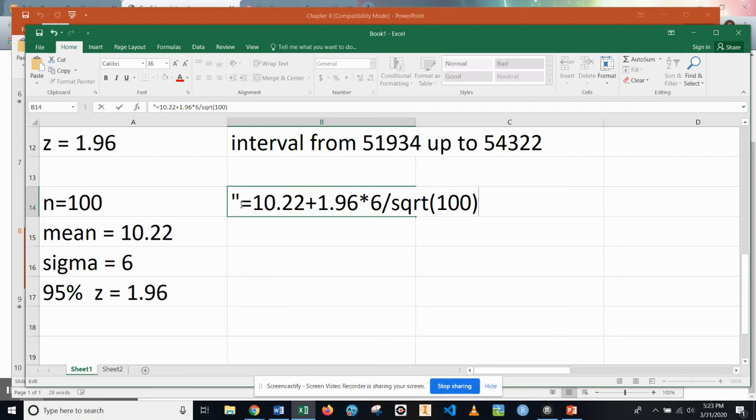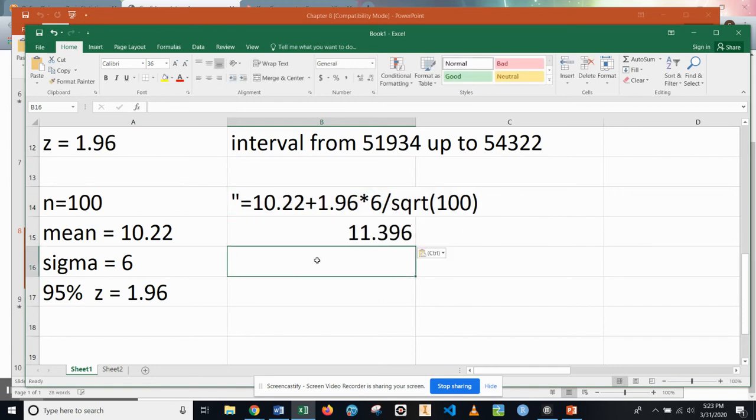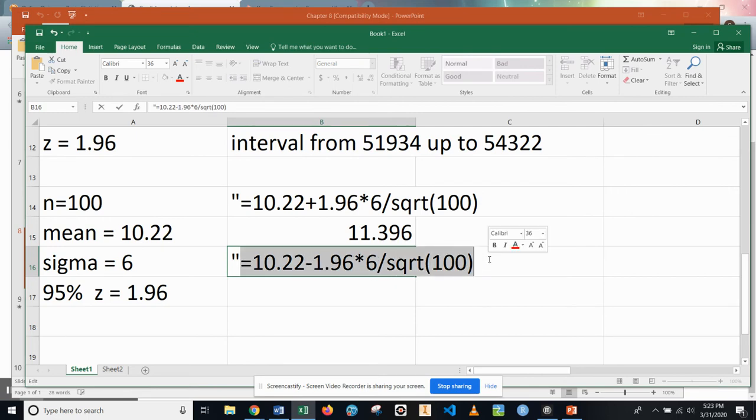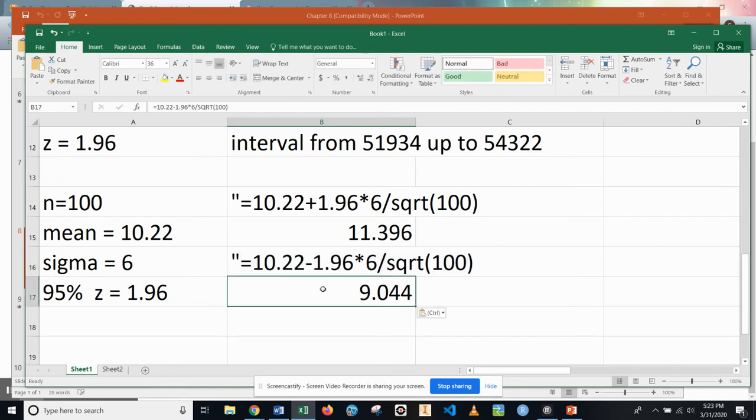So again, this will give us something bigger than 10. And the same thing, we'll come down here, we'll throw the minus sign in there. Now we have an interval. So we are 95% confident that the interval from 9.0 to 11.4 miles captures the true population mean one-way distance commuted by all commuting students at the community college.